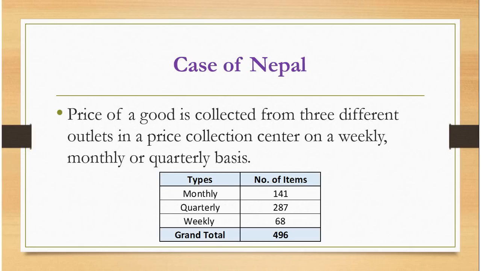In case of Nepal, we collect price on a weekly, monthly, or quarterly basis. Out of the 496 items included in the CPI basket, we collect the prices of 68 items weekly, 287 items quarterly, and 141 items monthly.